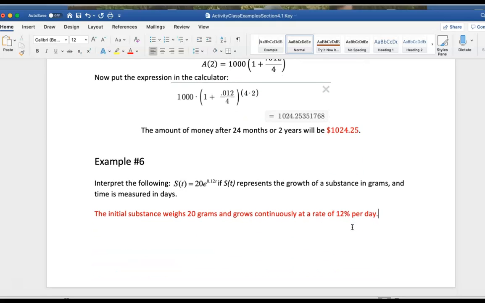Example 6 just says interpret the following. S of t equals 20 e to the 0.12t, where S of t represents the growth of a substance in grams and the time is measured in days. Well, this is exponential growth because e is the base, so it's growing continuously. The initial substance had a weight of 20, and it's growing continuously, because of the e, at the rate of 12% per day. That's what that is all about.